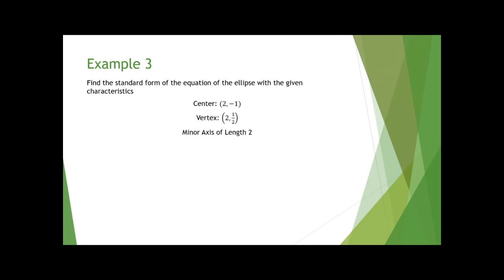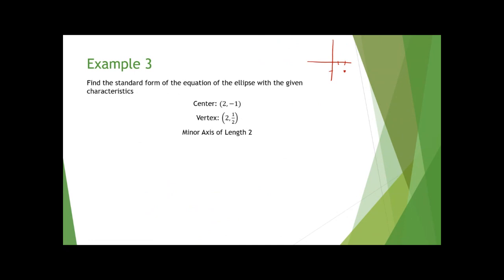Okay, so moving on to example 3. Find the standard form of the equation of the ellipse with the given characteristics. This time we're not centered at the origin, so now this is going to be a little different. We have a center at (2, -1). So let's say roughly there.